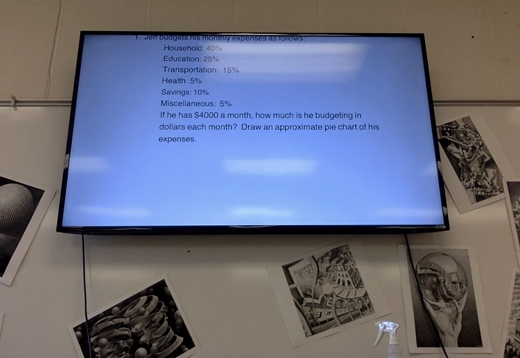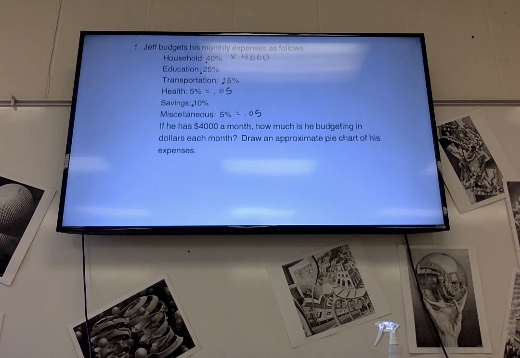So for household, you just take that 40% times $4,000. Just remember, all of these are going to change to decimals. You're dividing by 100. So it's really 0.4 times 4,000. So that's $1,600. 0.25 times 4,000 is 1,000.